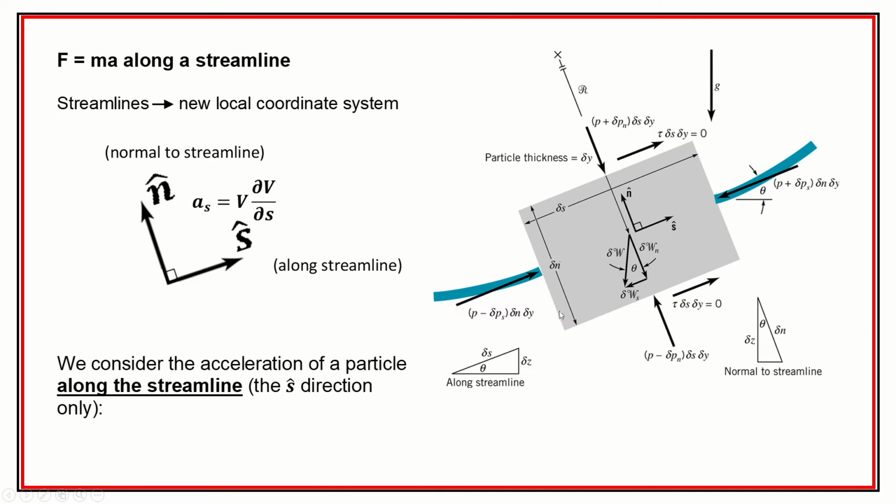And this is trying to be inclusive of all the different forces that are acting on there. We see that it's at an angle, so the weight has both an S component and an N component, and we can see that it's different by theta. We can also see that there's a pressure difference on the left and a pressure difference on the right end of this piece.